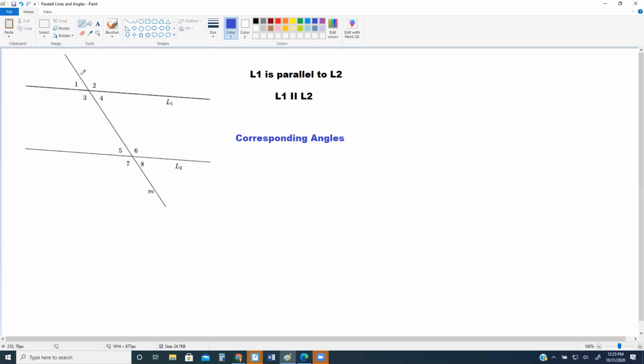So let's look at the corresponding angles. So we have angle 1. If we translated angle 1 down along this vector, it would be angle 5. Boom. So angle 1 and angle 5 are corresponding angles, and they are congruent.